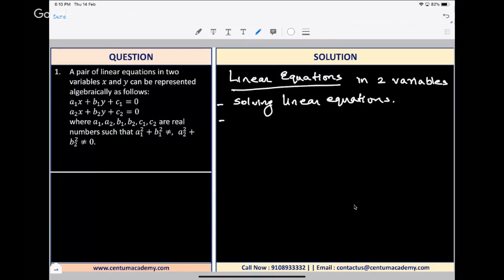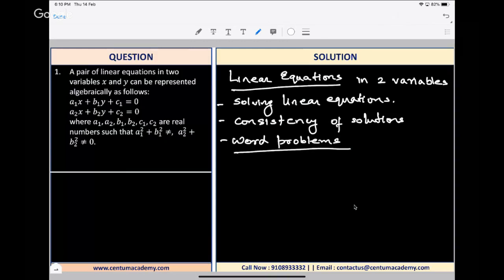Then we also talk about consistency of solutions, and towards the end we'll also see word problems. And for the autonomous syllabus, specifics we'll discuss towards the end. Okay, so let us start. We'll quickly run through the definitions and all the basic concepts, and then we'll try to solve as many problems as possible.